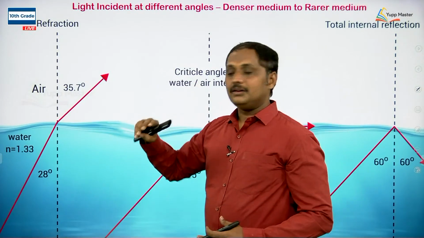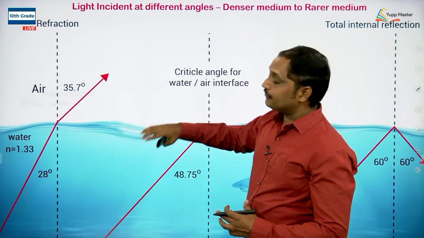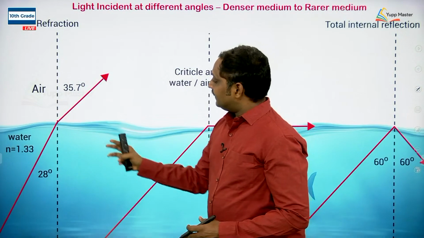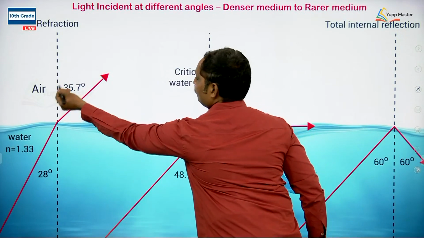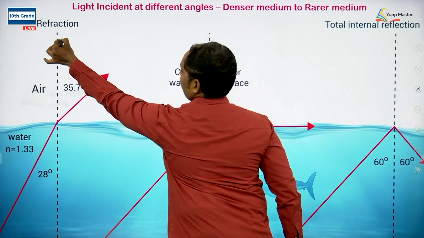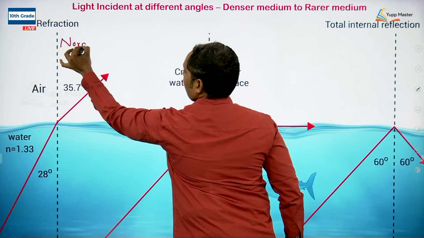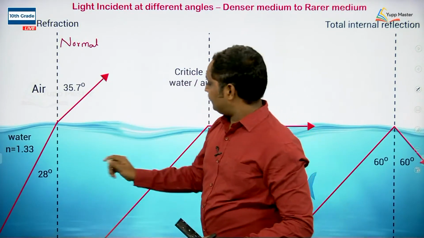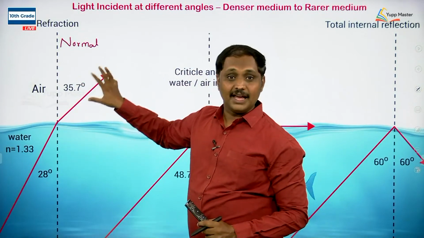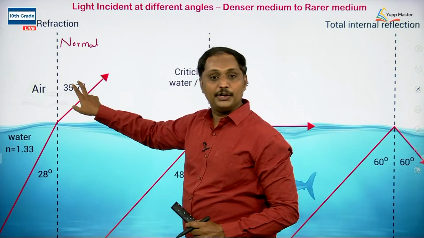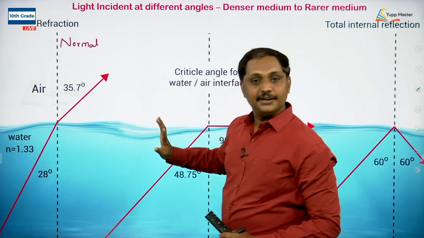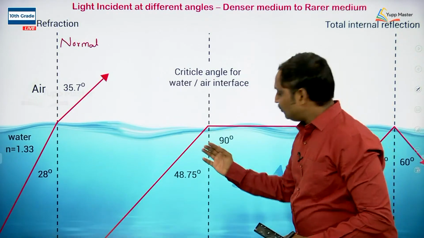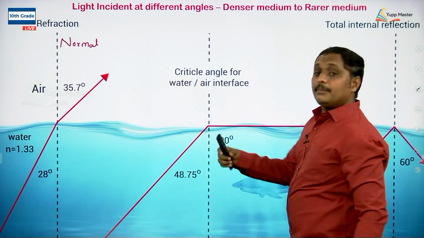So, whenever light rays are refracted from a denser to a rarer medium, you have to observe that the refracted ray moves away from the normal. Let us assume this is the normal. So, it moves away from the normal. Here the angle of incidence is less than the angle of refraction. It has been refracted at an angle of 35.7 degrees. That is very clear.